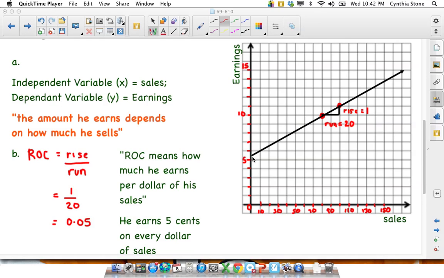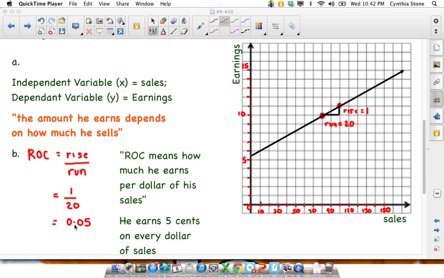Part B asks us to find the slope, or the rate of change. And so to do that, I made my little triangle, I did rise over run. So I took the two points I had, so the rise is from 10 to 11, so it's 1. The run went from 80 to 100, which is 20, right? It went over $20 in sales. So his rise is 1, and that's 1 over 20, which is 0.05. You put that in your calculator, which is $0.05. It means he earns $0.05 for every dollar of sales he makes.